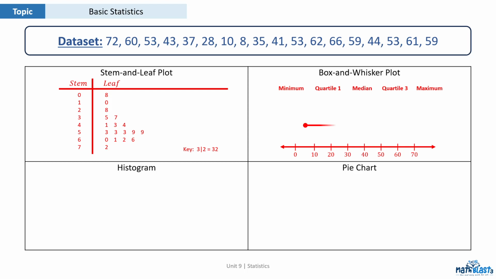The minimum value, which is the lowest value in the dataset. The maximum value, which is the highest value. The median is the middle value when the dataset is arranged in ascending or descending order. Quartile 1 is the middle value between the median and the minimum. Quartile 3 is the middle value between the median and the maximum value. This is a box and whisker plot.